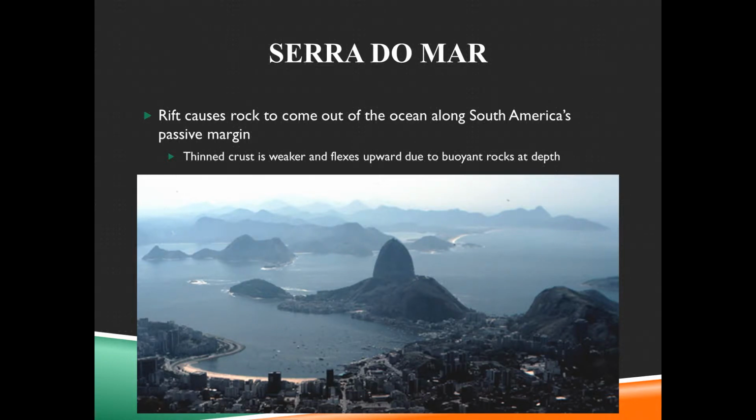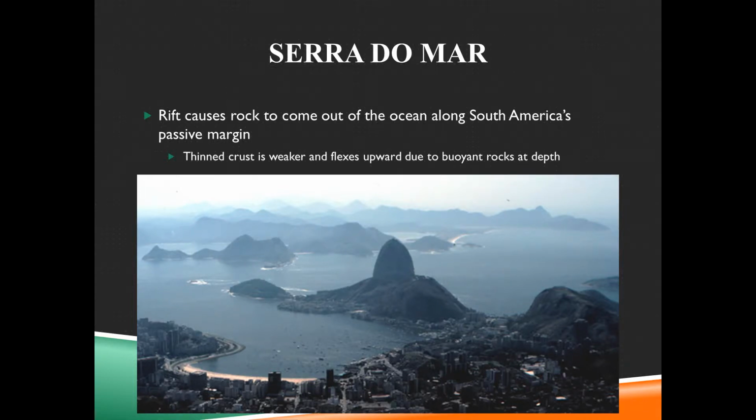This is an example along the coast of South America, along the passive margin, so no compression. The west coast of South America has compression. That's where there's subduction going on and the Andes are forming. The east coast of South America is a passive margin. It's far from the actual mid-ocean ridge, but it is an old extensional area. It is the old edge of the rift.